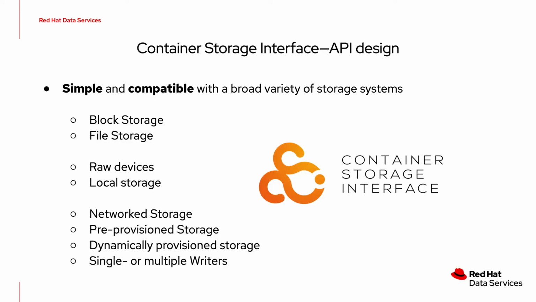We'll have a look at the API design. It's a simple and compatible API design, which is for a broad variety of different storage systems. Block storage, file storage, raw devices, local storage, but also network storage like SAN systems, NAS systems. It can be pre-provisioned, like statically provisioned volumes. It can also dynamically provision storage, and it can be about single or multiple writers. So this is all what's involved with the API design of CSI.